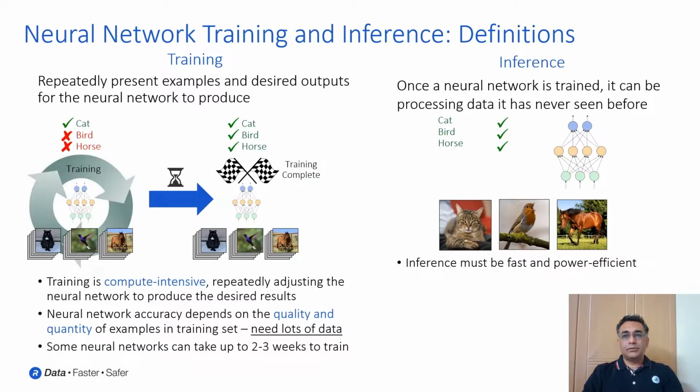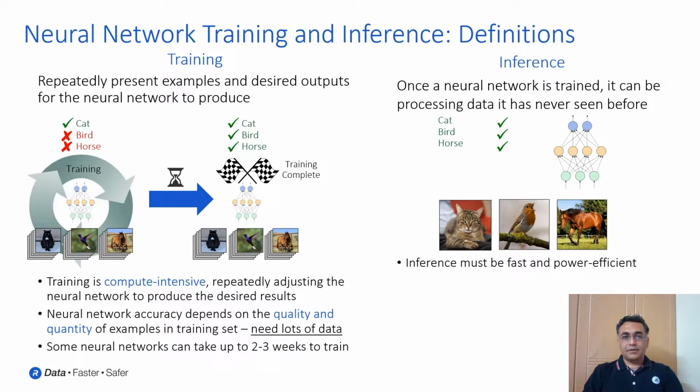We have been talking about training the neural network and inference. Let's quickly understand them. How is a neural network trained? A large number of data examples and desired outputs are presented. The algorithm processes repeated examples and the network is trained. It is brute force and very compute intensive. Accuracy of the outcome depends on the example set's quantity and quality. Training can be long and it can take a couple of weeks.